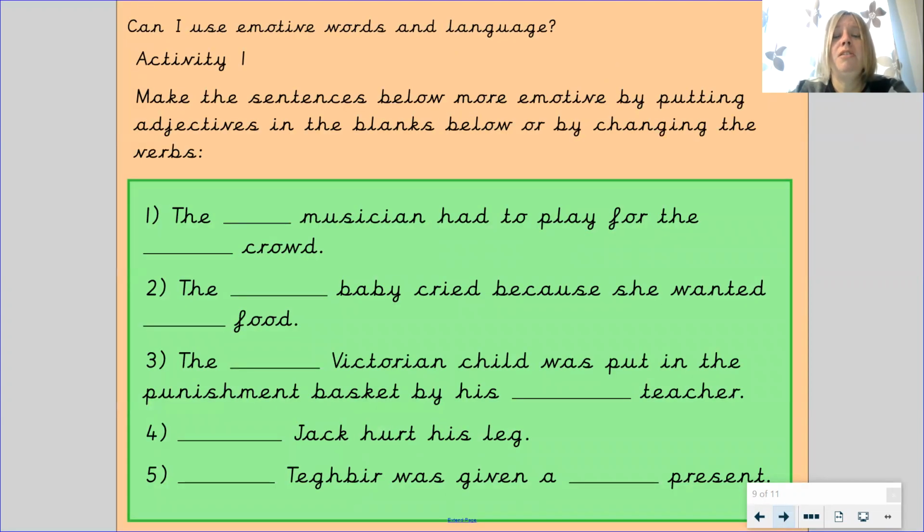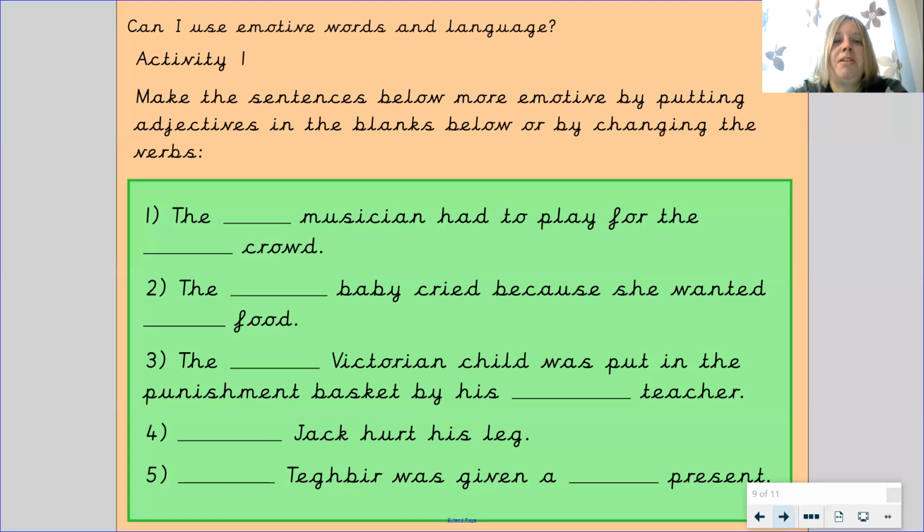Activity 1. You need to write the sentences below, making them more emotive by putting adjectives in the blanks below or by changing the verb. So what you've got to do is you've got to carefully read the sentences. You've got to then look at the sentence and see if you can make it more emotive by putting an adjective in the blank space or by finding the verb and changing the verb.